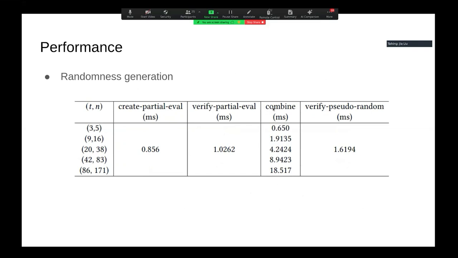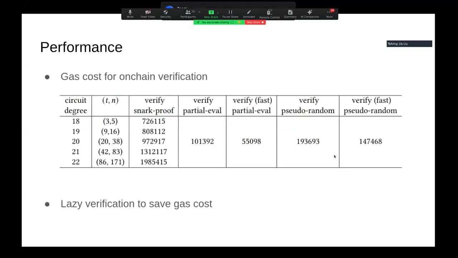And we never need to do this process on chain. We do this off chain. And we can submit the final pseudo random value on chain. The verification time is constant. It's 1.6 milliseconds. And we tested the gas cost for the on-chain verification of the proof.